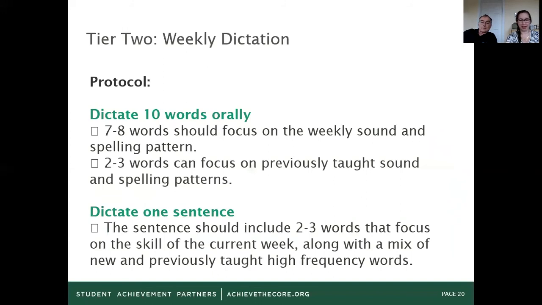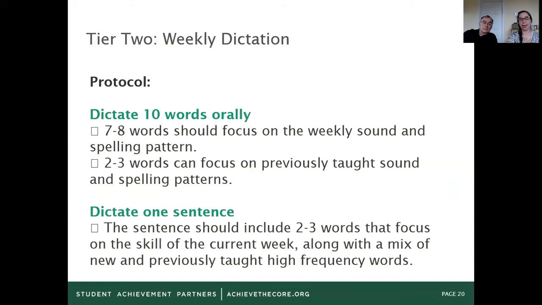So the gist of this dictation assessment is you would be dictating 10 words. You're dictating those orally, and at least 7 or 8 of them are focusing on the sound and spelling patterns that you're working on in that week. You may want to choose 2 or 3 that could be based on previously taught content, maybe a chance to check up on some sound and spelling patterns that kids were struggling with that you provided some reteaching. And then 1 sentence, and that sentence is a chance to have meaningful text. So you would use some of the words that have the sound and spelling pattern of the week, and then some new or previously taught high frequency words.